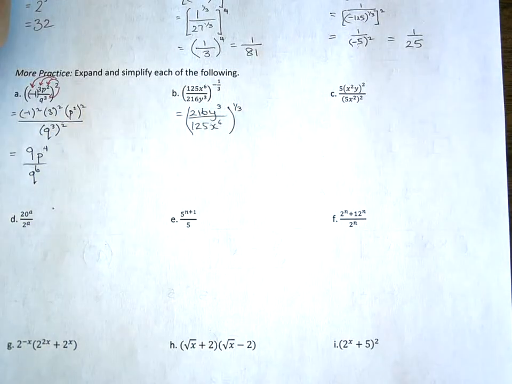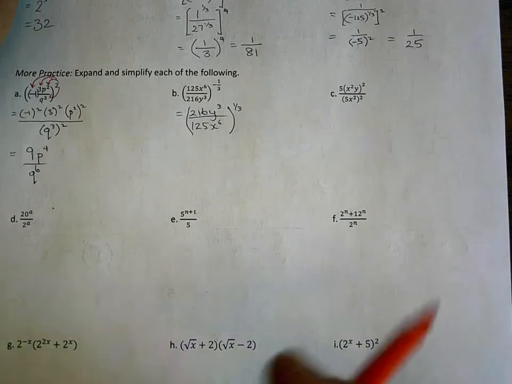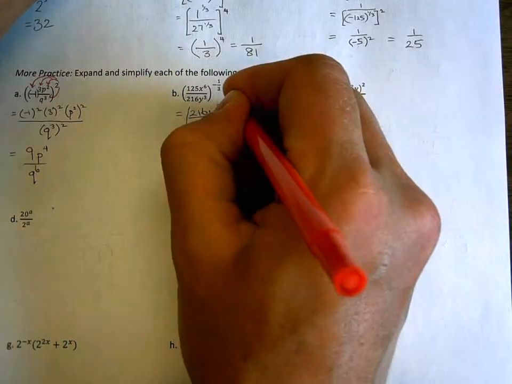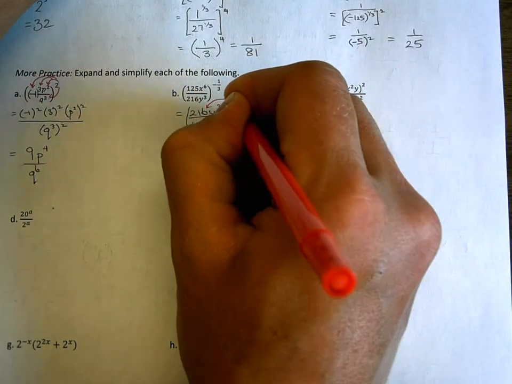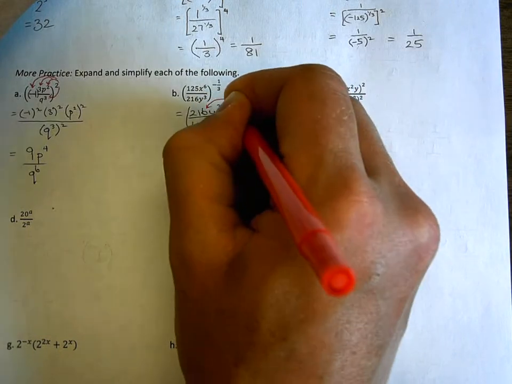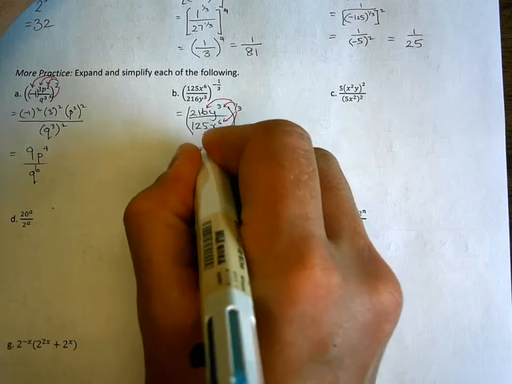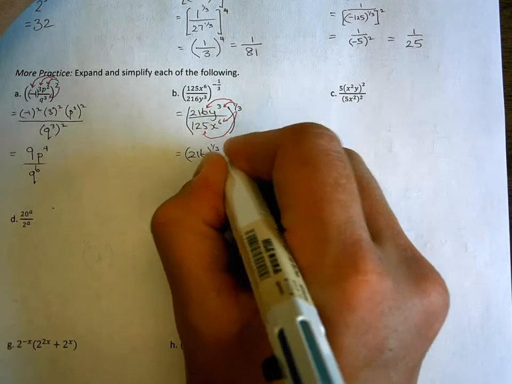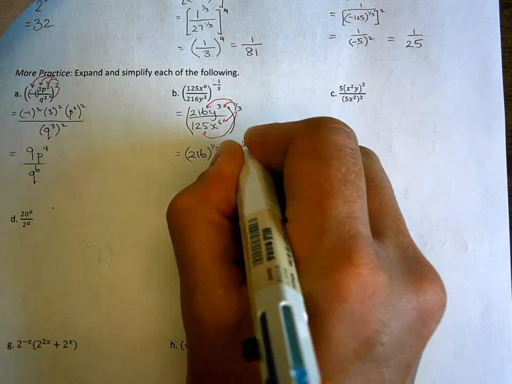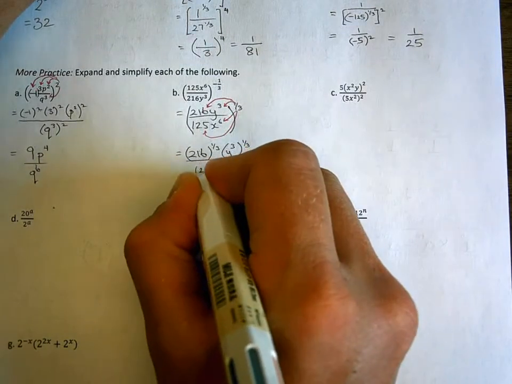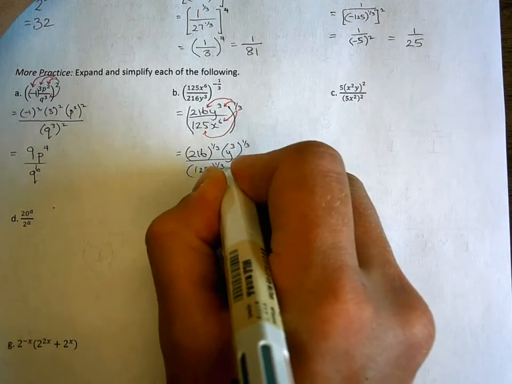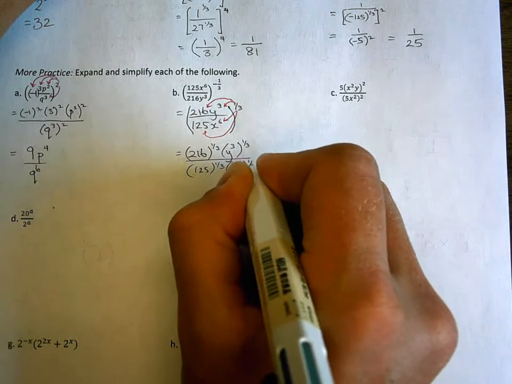Okay, step 1 complete. Now this is just like my last question. I have to distribute this 1/3 to each element in the bracket there. So I end up with 216 to the power of 1/3, y to the power of 3 to the power of 1/3, over 125 to the power of 1/3, x to the 6 to the power of 1/3.